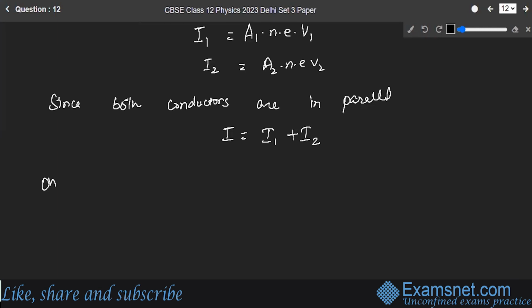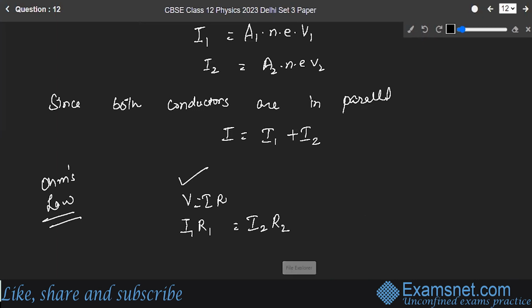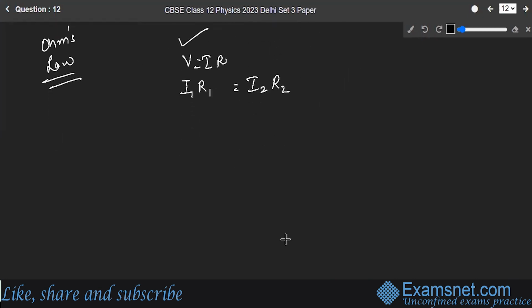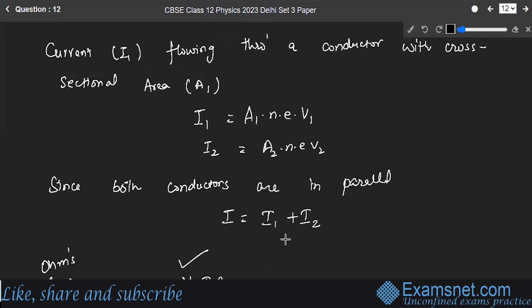I'll be using Ohm's law now. V is equal to IR. Because V is the same, V1 is equal to V2, so I1 R1 is equal to I2 R2. Let's say this is equation 3.